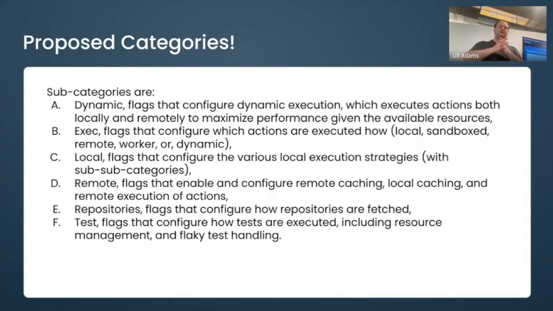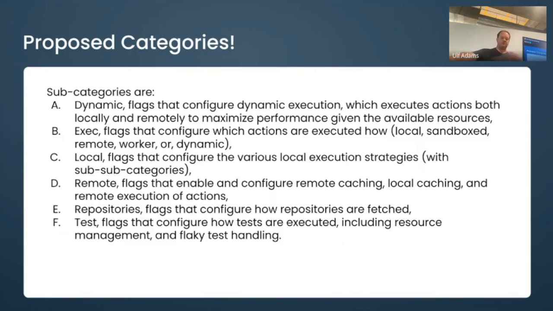And then we have a set of flags to enable remote execution and configure remote execution. The remote category of flags also configures local caching, which may be a little bit surprising, but from Bazel's perspective, the local disk cache is considered a remote cache because it also uses the current working directory as a cache. So when you enable the disk cache, you actually have two caches enabled. Actually three, because it's also an in-memory cache. So there are a lot of caches in Bazel.